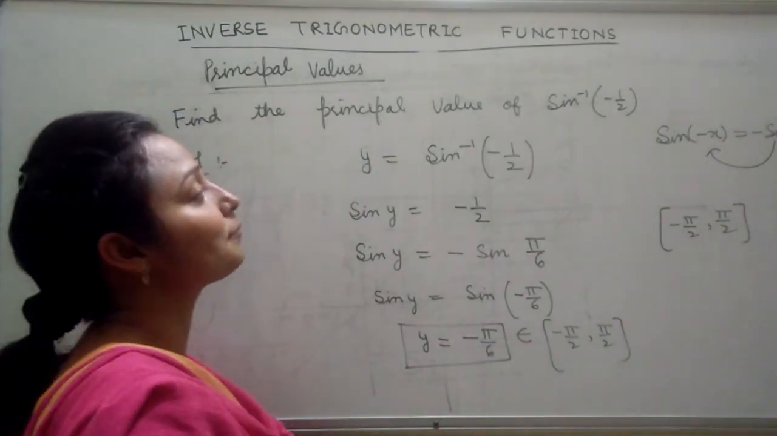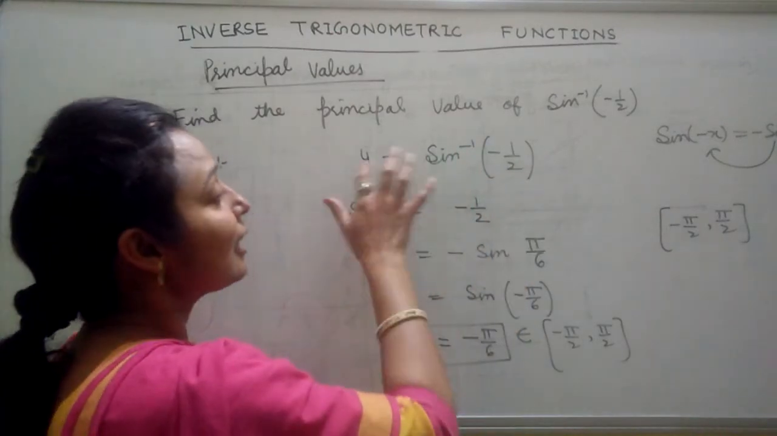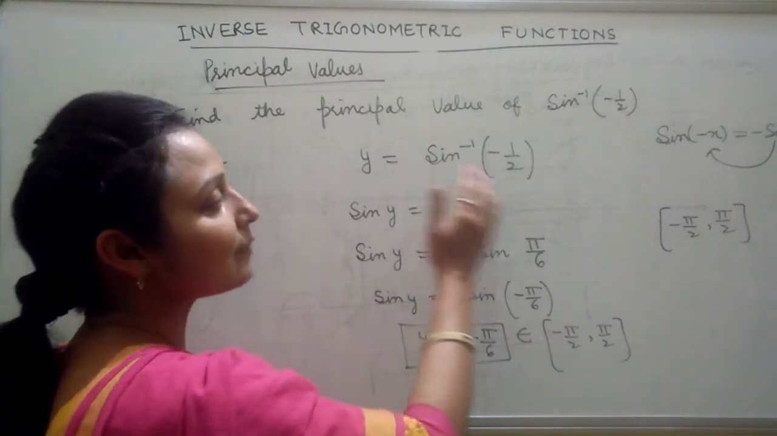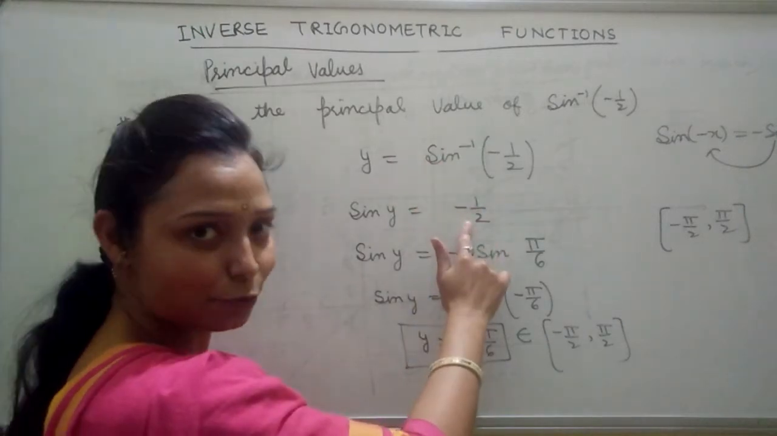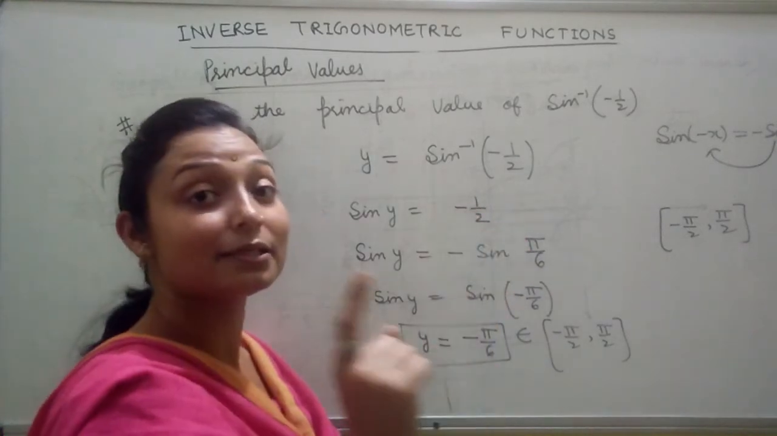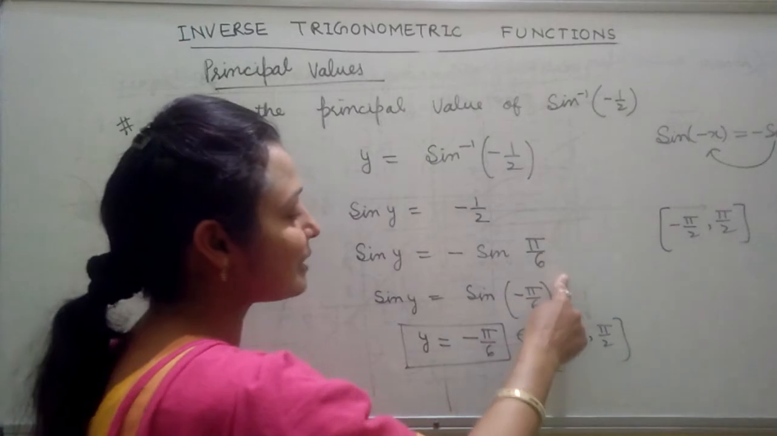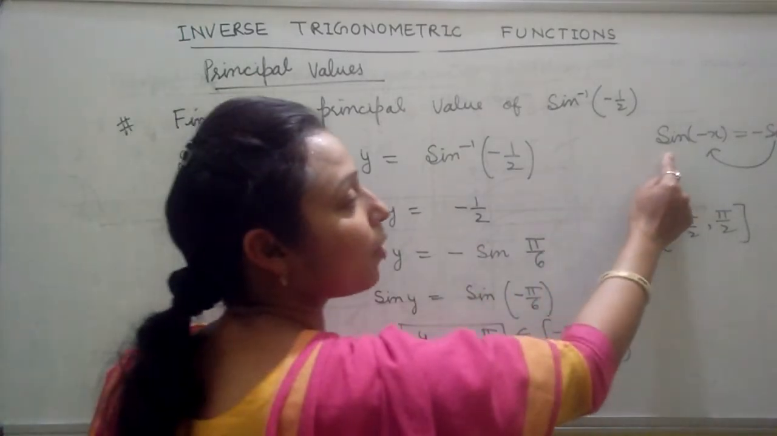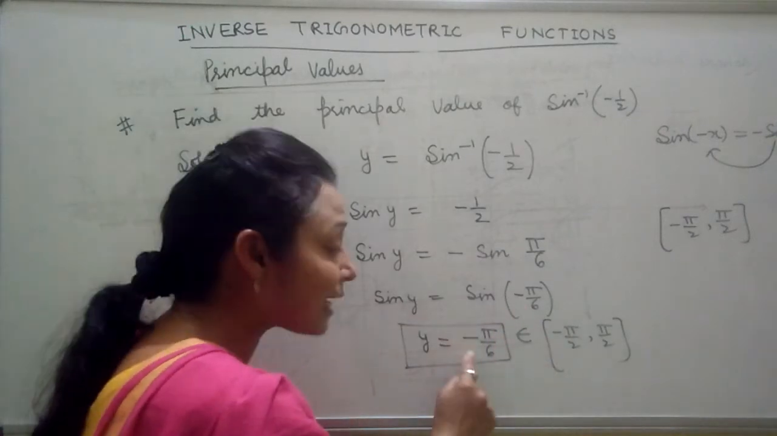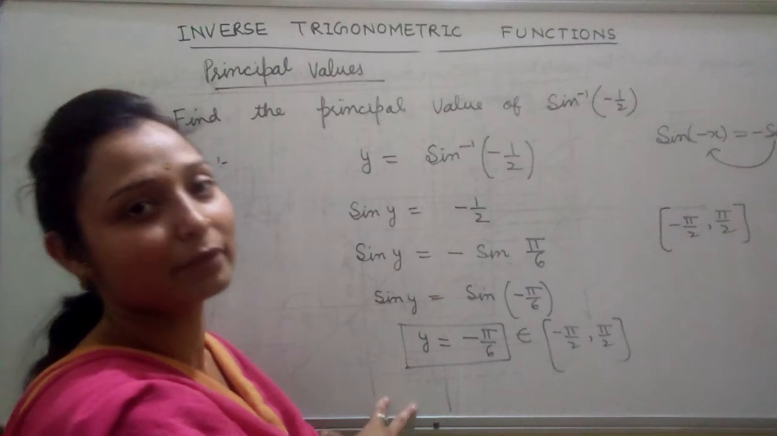I will repeat again. To find the principal value, take y equals sine inverse minus 1 by 2. Apply the sine function. There is sine y, sine is cancelled from this side, and we get minus 1 by 2. Check where it is 1 by 2 in the trigonometric table. It is at 30 degrees, that is pi by 6. Take this negative sign inside according to the trigonometric properties and check whether it lies in the range. Yes, it lies in it. This is the principal value.